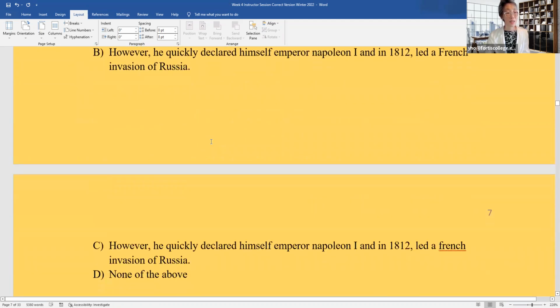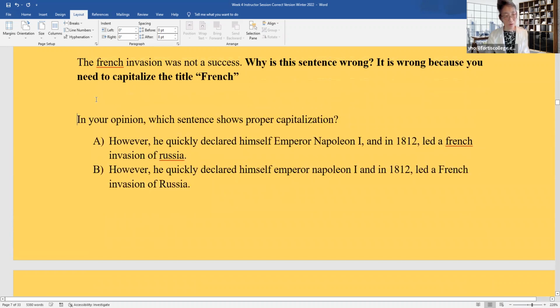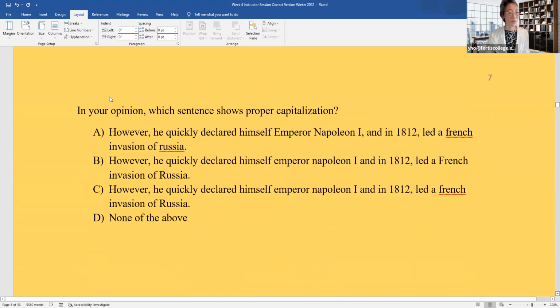And so here, I think this is supposed to be one whole question. I was supposed to have taken care of this. Beautiful. In your opinion, which sentence shows proper capitalization? A, B, C, or D? Or none of the above? This is an actual question on the quiz. So none of them. Excellent. Because this one needs to be capitalized, and in this one, Emperor needs to be capitalized, and C is the worst. Emperor, Napoleon, and French, everything needs to be capitalized. So the answer becomes none of the above. Did everybody get that? Yes?